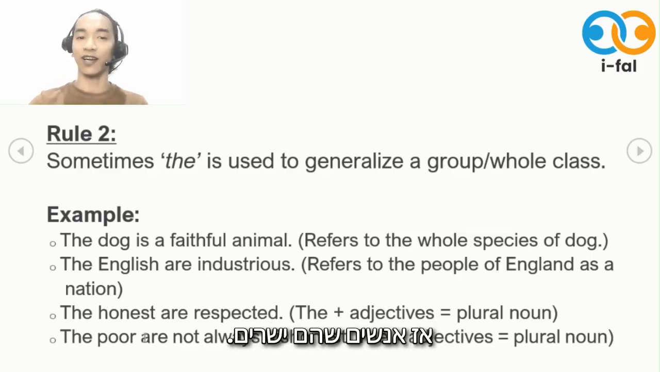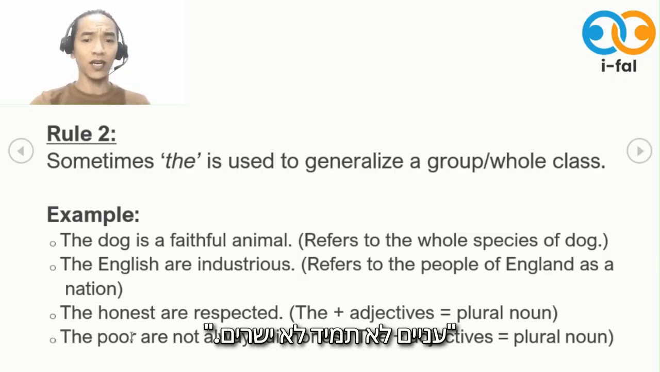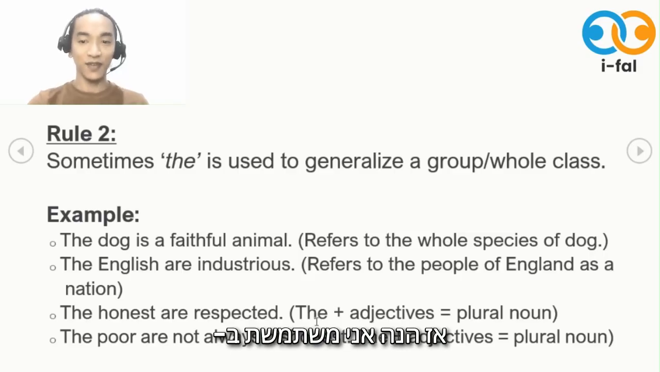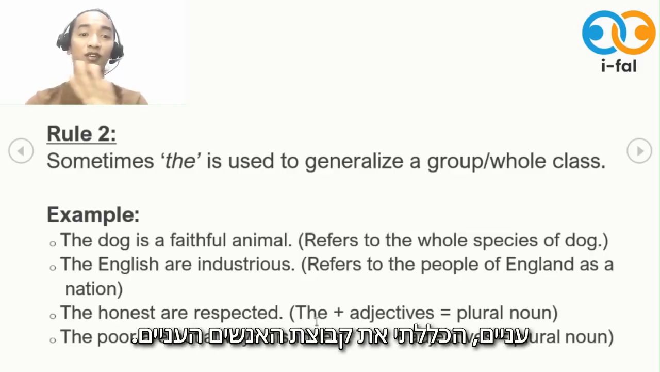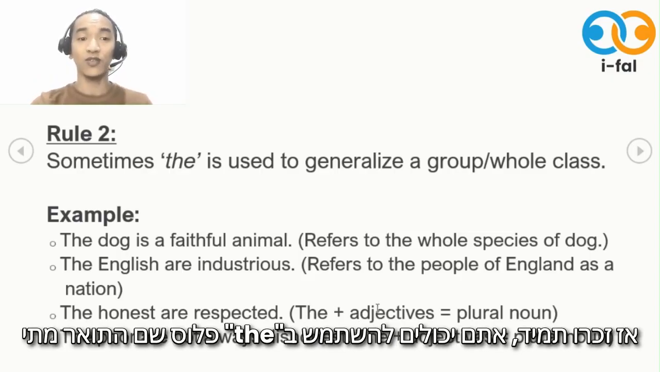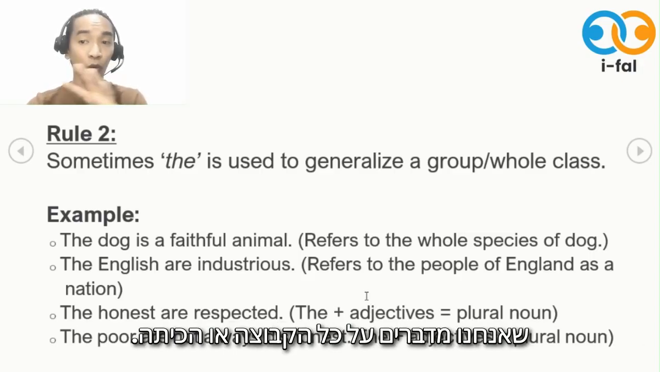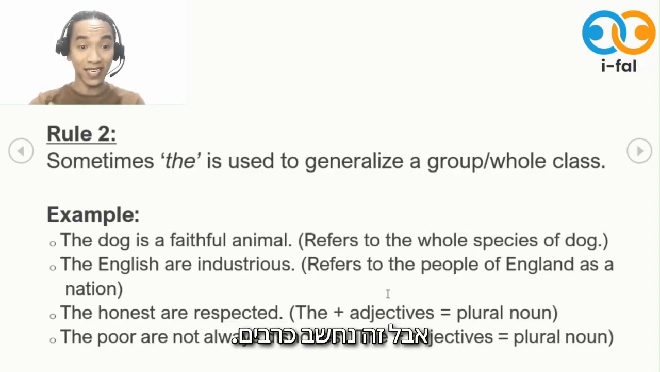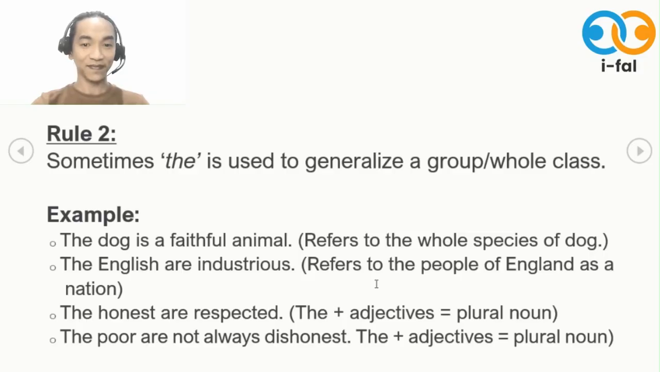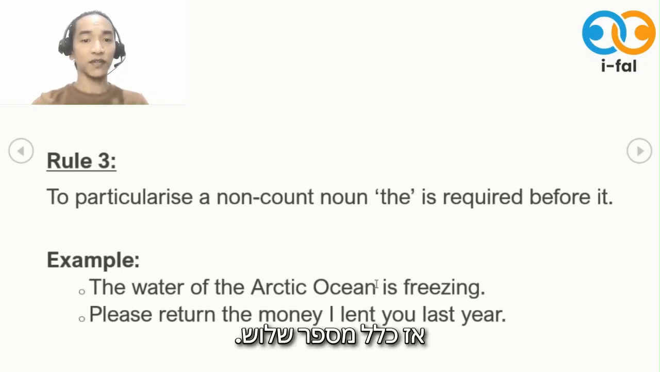Okay, the honest are respected. So people who are honest. The poor are not always dishonest. So here I am using the poor generalizing the group of people. So always remember you can use the plus adjective when we are talking about the whole or group class, but this is considered as plural. Okay?